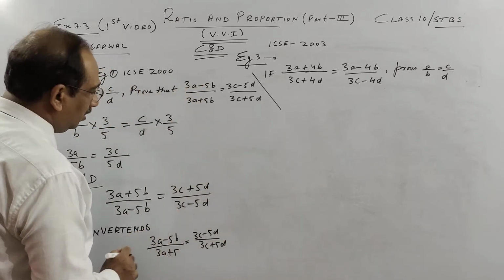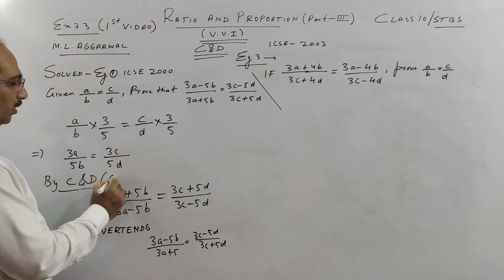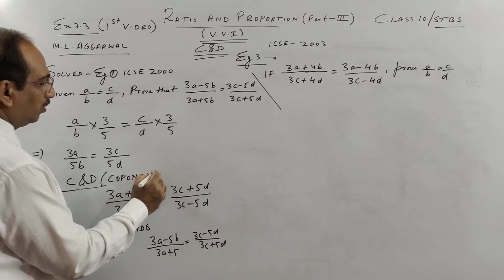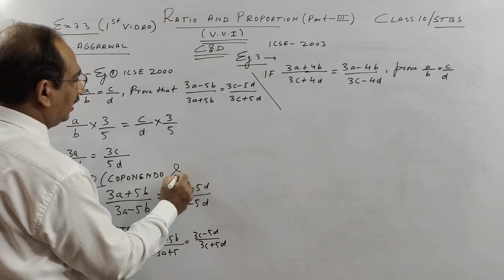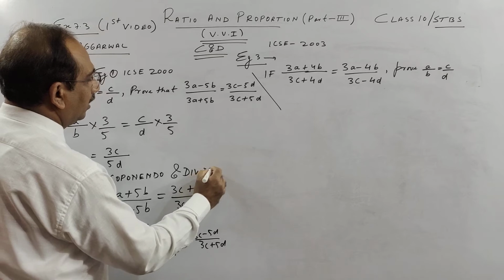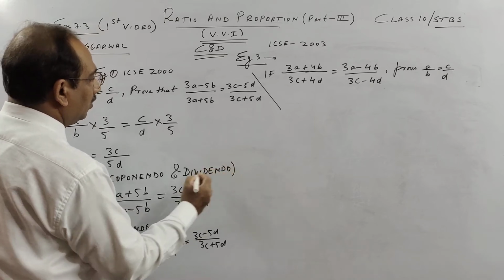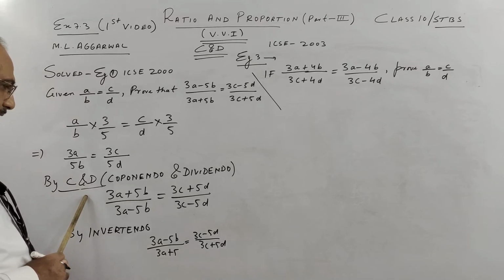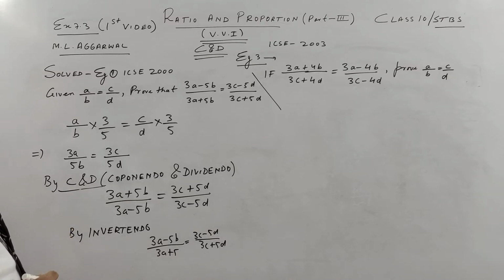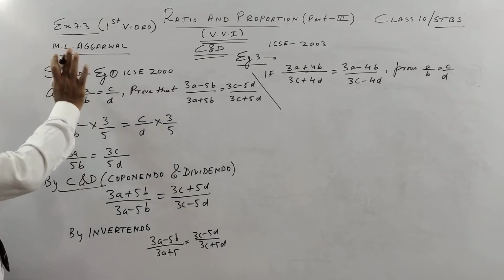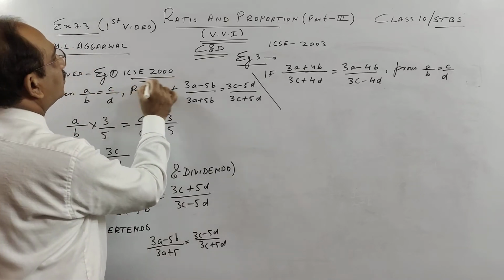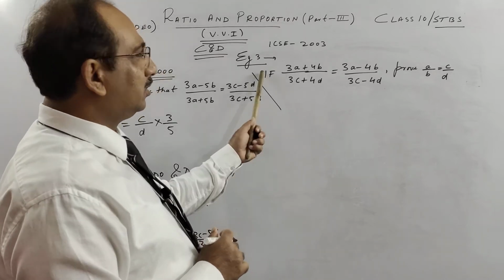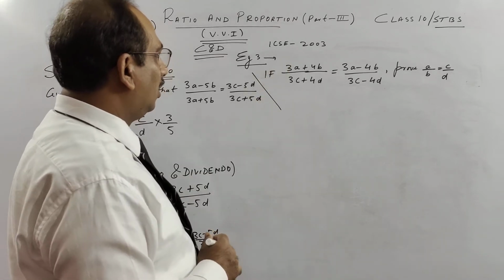So I got it. Once more we use componendo and dividendo. By componendo and dividendo. Next time onward, as I said, I will write C and D. So this was the first solved example of Amel Agarwal's book, ICSE 2000. Now next I go to the third solved example, which is ICSE 2003.